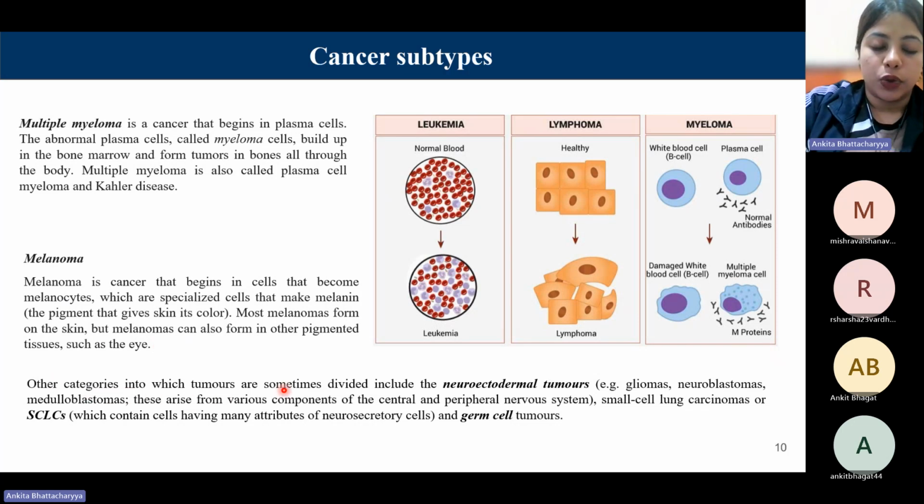Other categories into which tumors are sometimes divided include neuroectodermal tumors, medulloblastomas, which arise from central and peripheral nervous systems, small cell lung carcinomas or SCLCs, and germ cell tumors. So these, as you can obviously guess, are much, much less prevalent. In a lot of cases, they arise in infants, and in such cases, either infants have to undergo very aggressive treatment strategies, or in most cases, they actually do not make it for very long. So these are all the different cancer subtypes.